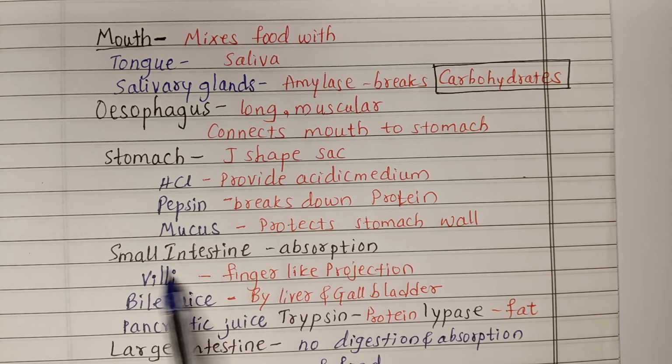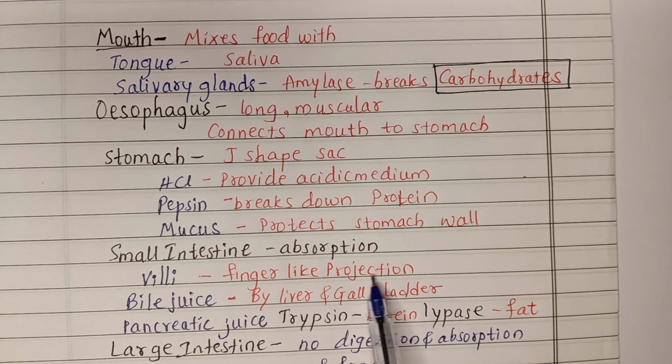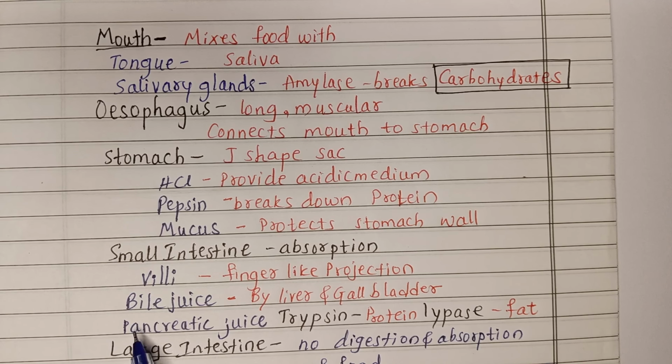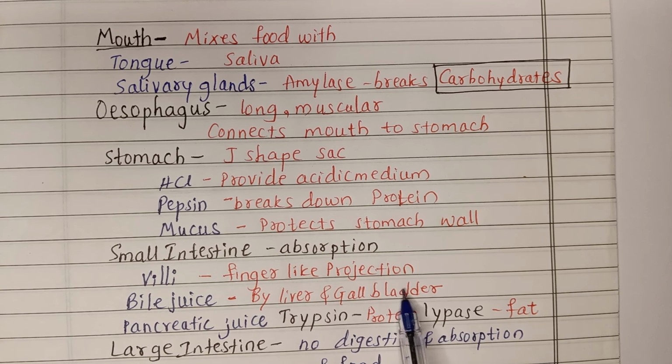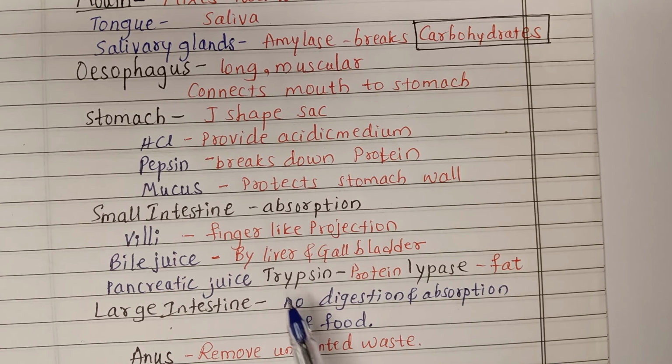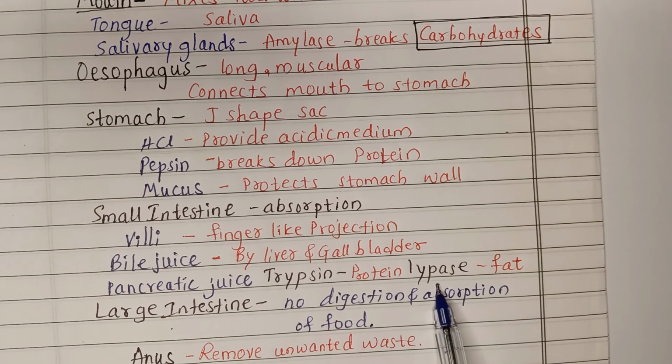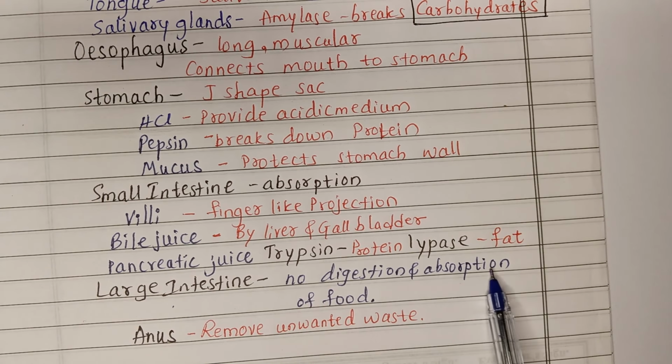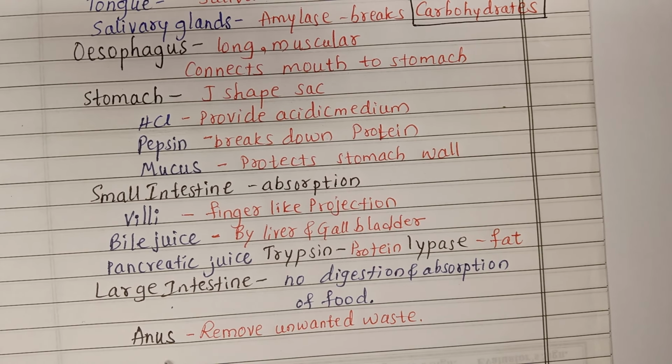And finally, the small intestine, which is famous for absorption because of structures called villi. They are finger-like projections which help in absorption. Now, what does the small intestine receive? Bile juice from the liver and gallbladder, and pancreatic juice from the pancreas. In that, we have the trypsin and lipase enzymes. So, what will these enzymes do? Trypsin helps to break down protein, and lipase helps to break down fat. Now, the large intestine. Here no digestion will take place. Only extra water and minerals are absorbed. Finally, the anus, which removes unwanted waste.